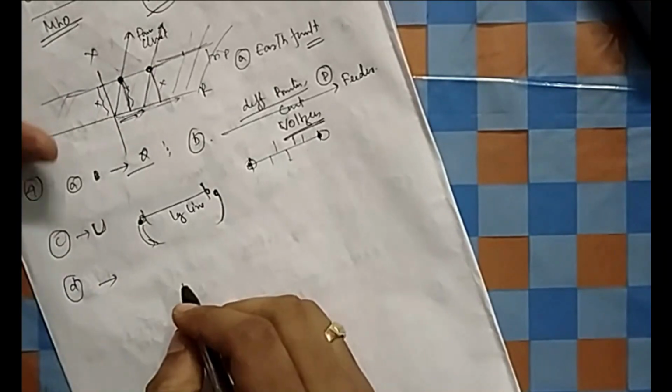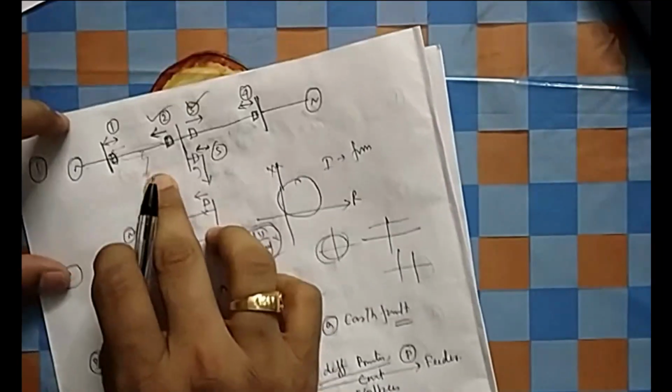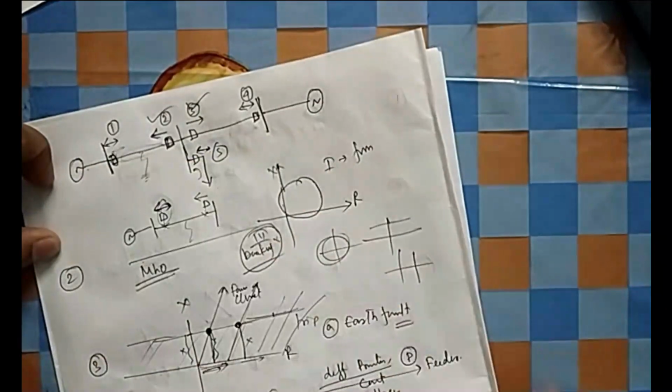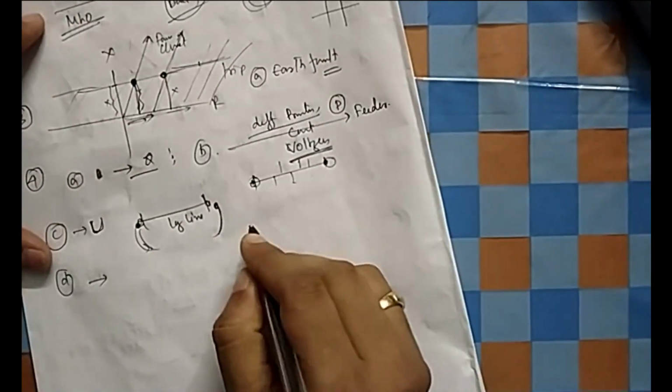D, directional overcurrent relay. You have seen it in question number 1, where you use directional overcurrent when there is a double feeding option, power can come from both sides. If you see the right hand side options, you have the ring main distributor. You have seen the ring main distributor.